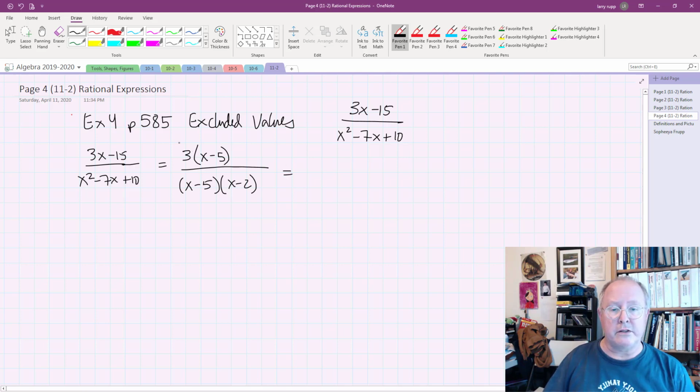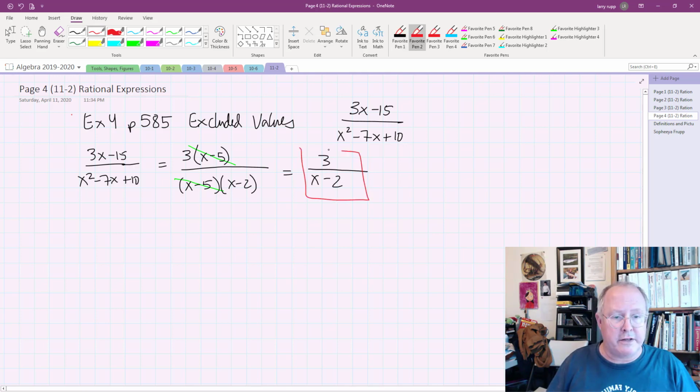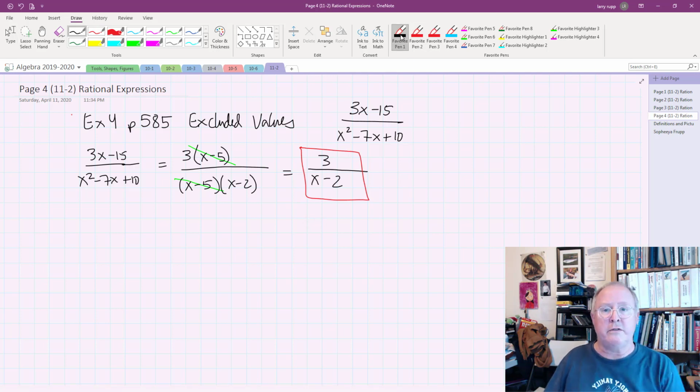All right, we cancel, right? The x minus 5s go away here. And what we're left with then on top is 3 over x minus 2. All right. So this is the answer to the part of the problem that says to simplify it. But now we have another part of the problem that says find out what the excluded values are.